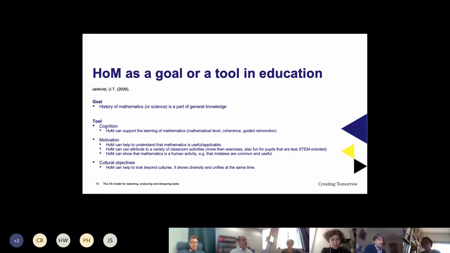And I think also an interesting one is that history of mathematics can show that it's a human activity. For instance, how mistakes were made in history and how they turned out to be very useful, and that it's okay to make mistakes. And lastly, cultural objectives. History of mathematics can help to look beyond cultures, show diversity, and at the same time, a sort of universal language that goes across cultures. So that's on the why would we use history of mathematics in education.